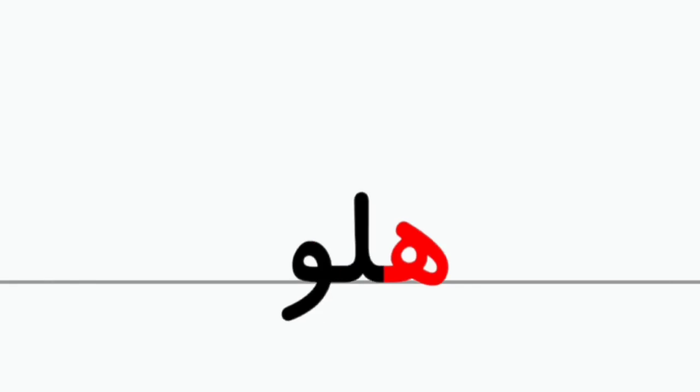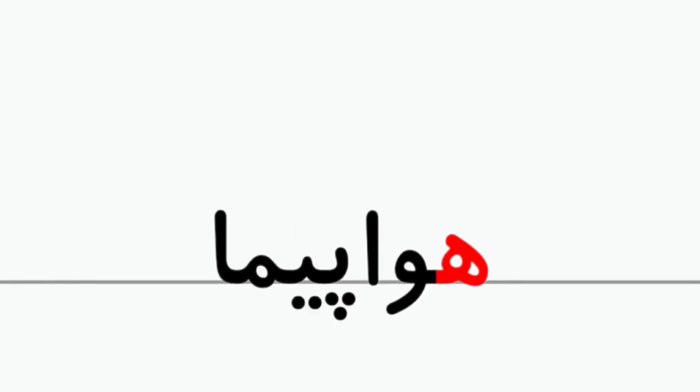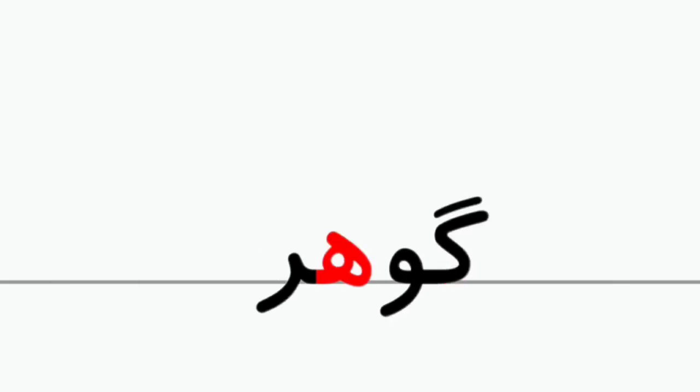The second word is hulu, which means peach. Again, this word starts with letter He and it joined the letter after it, which is letter lam, hulu. The next word is haft, which means number 7 in the Persian language. Again, this word is started with letter He and joined the letter after it, which is letter F. Haft. Havapeima, which means airplane. Letter He starts this word and joined the letter after it, which is letter vav, هواپیما.